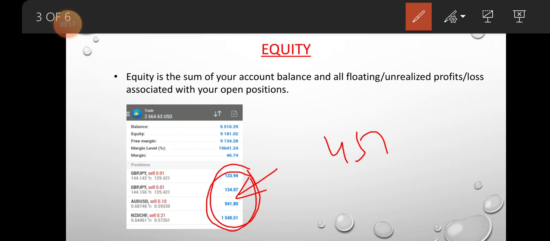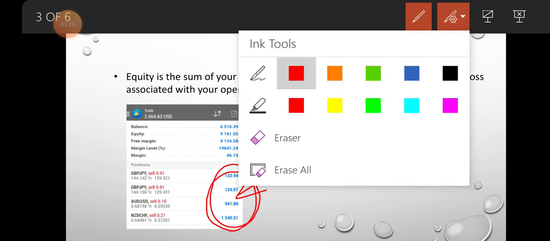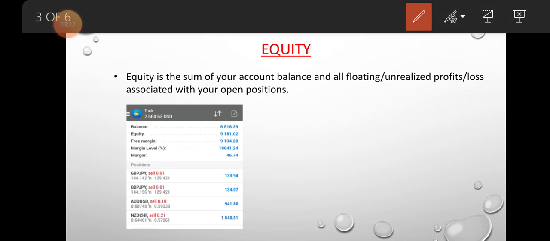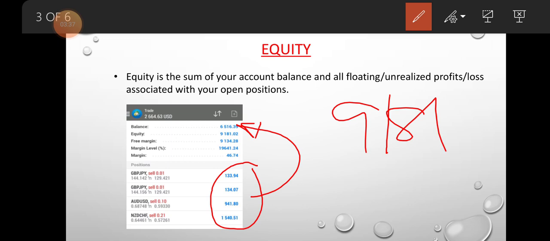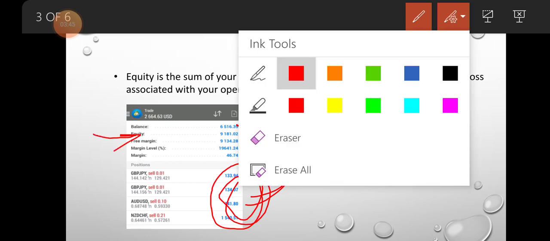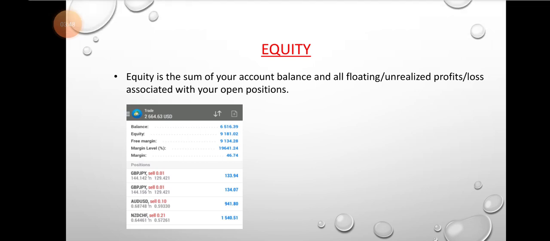It's an unrealized profit. If you add all this unrealized profit plus your balance, it is going to give you a value known as your equity. You can see on this chart, the equity there is 9,181. If you add up all these things plus this, it will give you this equity that you're seeing here. So that is how the equity is calculated. It shows you your balance plus your unrealized profit or loss in the market.